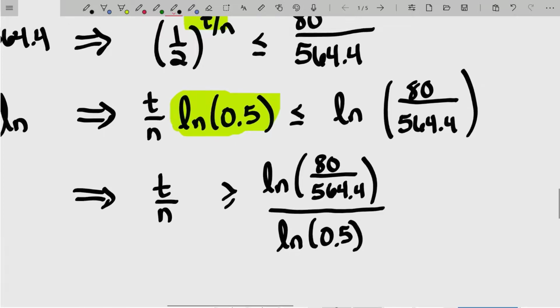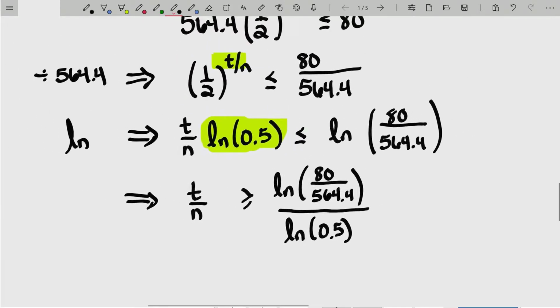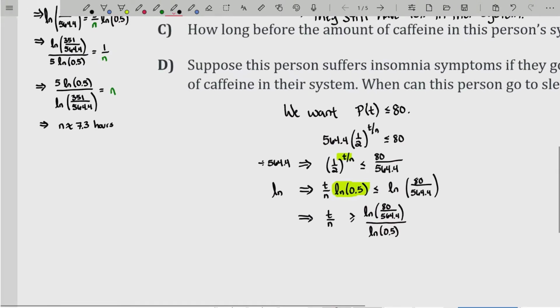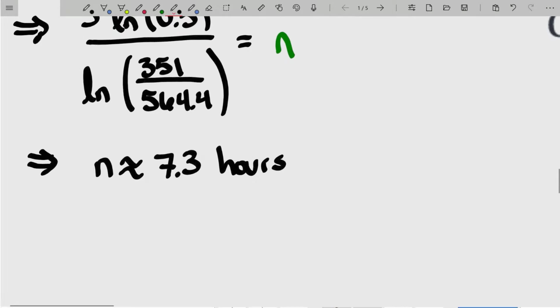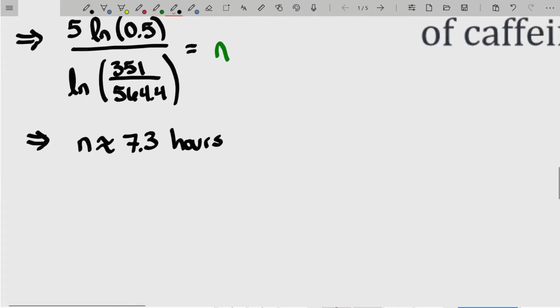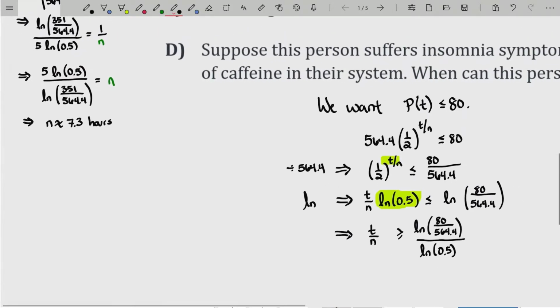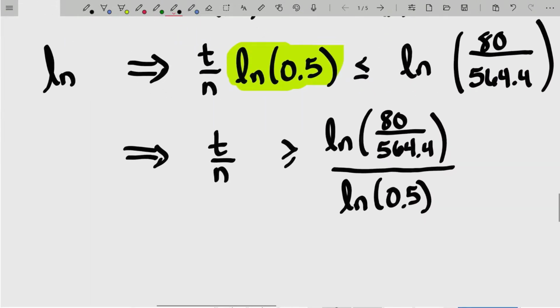And you might be wondering, is n negative then? Well, let's take a look at what n is. It's 7.3. That's not a negative number. So when I multiply both sides by n, I don't have to flip the inequality.